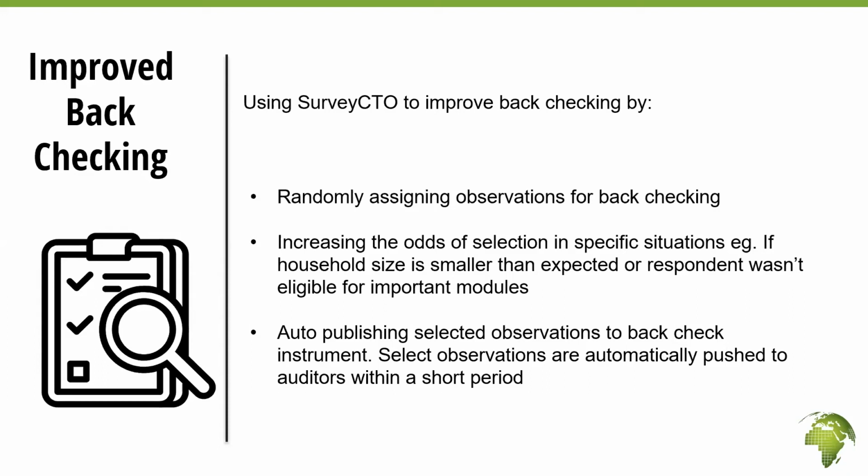There are also a few other things you can do. When you are doing the randomization, you can increase the odds of selecting certain submissions based on specific situations. So, for instance, if someone has a household size that's very small, you can also just toss another coin and decide if you want to include them in the back check list or not.